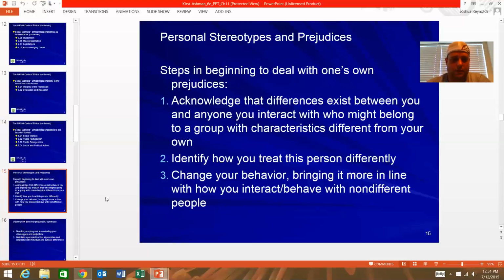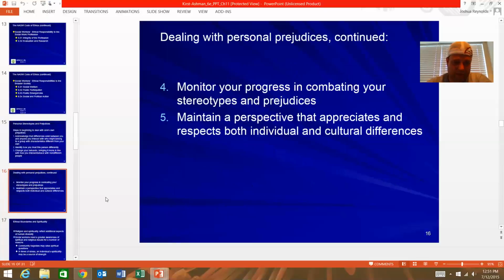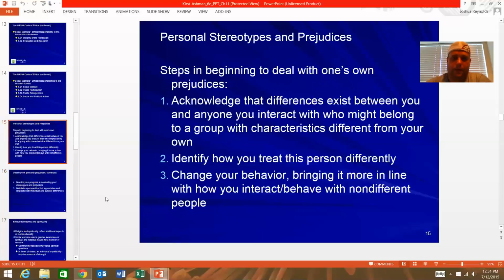This is pretty basic, but again, I just reaffirm that we do all have stereotypes and prejudices. We have baked-in beliefs based on our life experience and what we've been taught. And so there are 5 steps to dealing with this. The first is to acknowledge the differences that exist between you and the folks that you're working with or interacting with. And there may be some differences. That actually can be a very positive thing, because that's where learning and collaboration can happen.